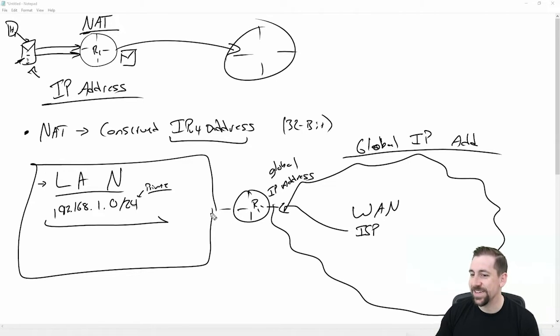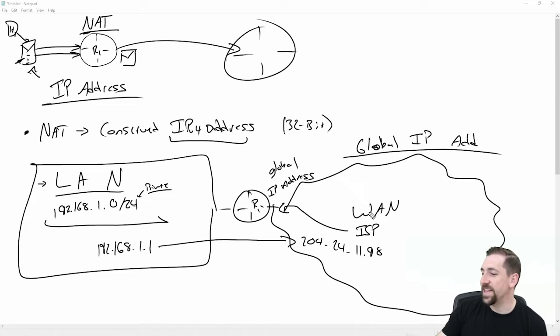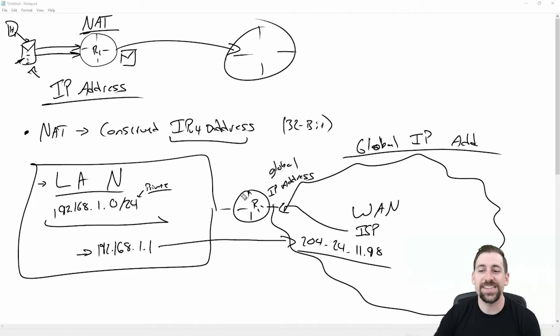And what this router does is it translates 192.168.1.1 to 204.24.11.98. And so there's one host in here that needs to get out to the WAN, and that host, the .1 host, now has the address 204.24.11.98. And so now it has a globally addressable address, and all the other hosts in here do not. So we've conserved IP address space, but we've also given the host internally the opportunity to communicate globally because it does have a usable IP address. We just need to translate it at the router.